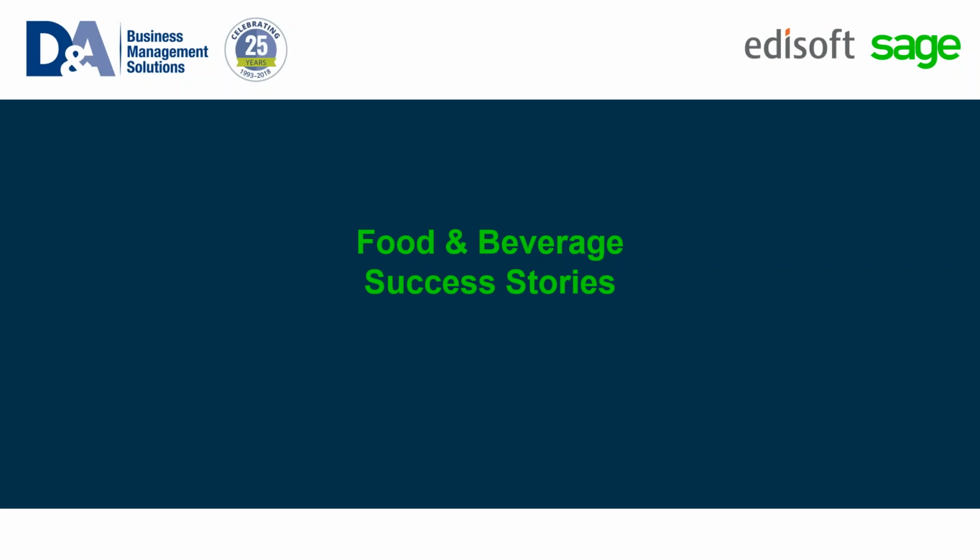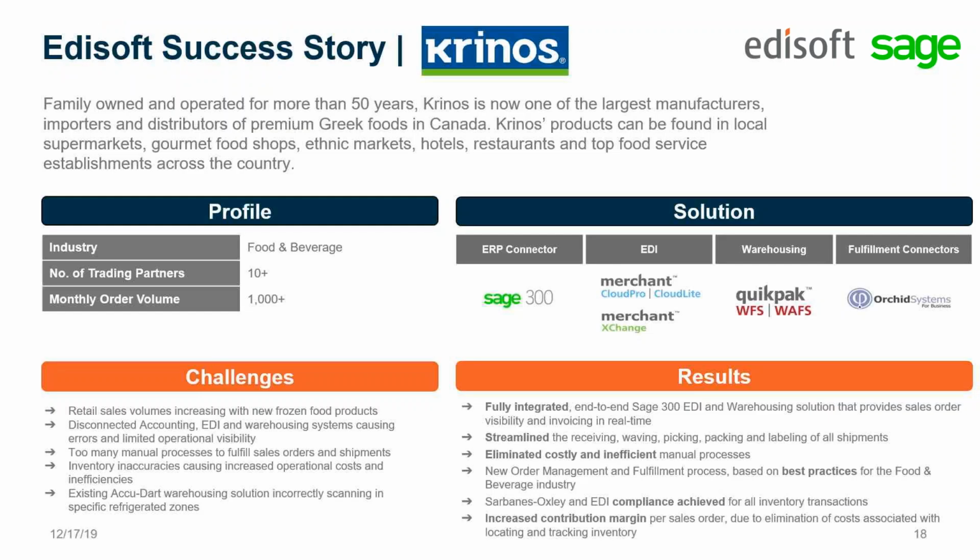Here's some success stories based on Sage 300 distributors, food and beverage distributors and manufacturers. The first one is Krinos. Krinos has been around for 50 years and going strong. They are an importer and distributor of Greek foods. They have 10 trading partners, but they're doing over 1,000 orders a month. It's probably larger at this point. They are one customer that invested in the connected supply chain. So they use our EDI product connected to Sage 300.